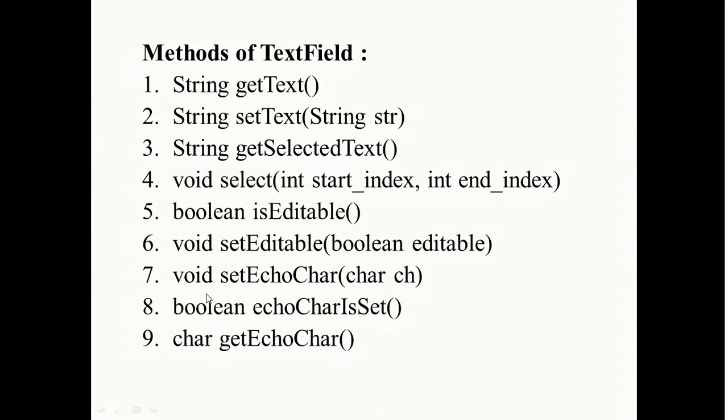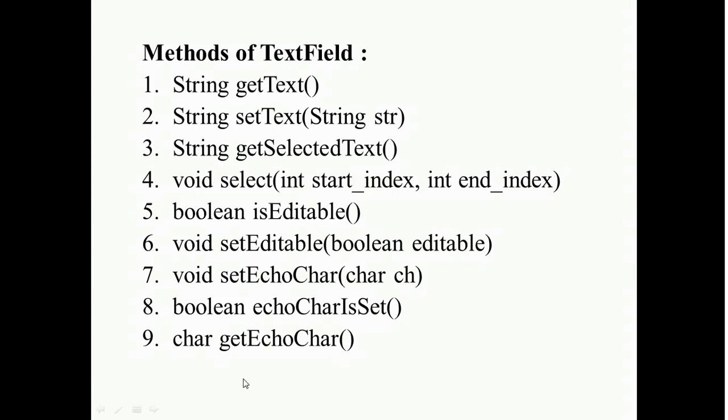Seventh method is set echo char. Parameter is char ch. This method is used for taking a password, which should be defined by calling set echo char. In that we assign the character in char ch and that character is displayed on the text field. The next method is echo char is set. This method is used to determine whether the echo character is set or not.